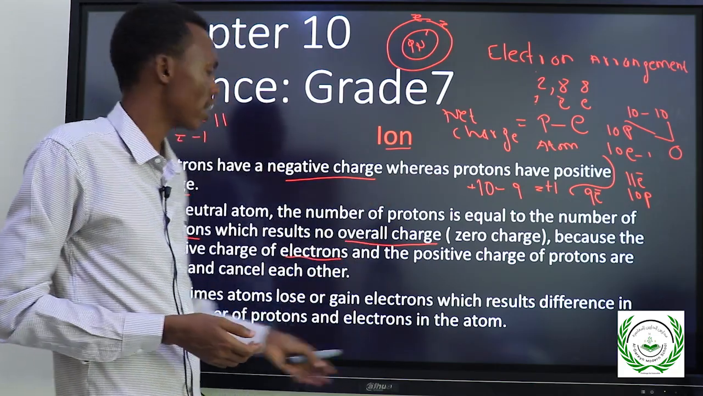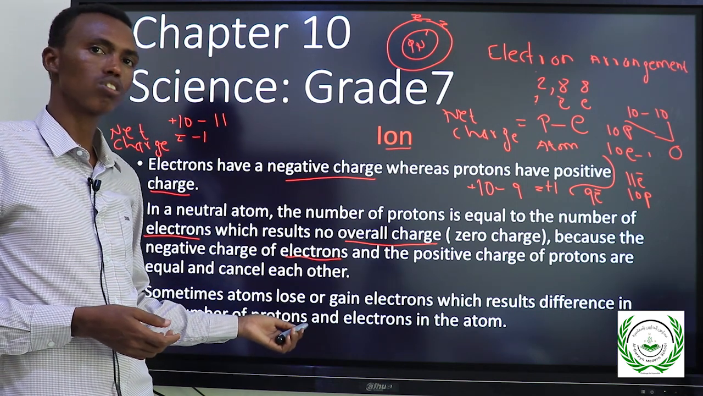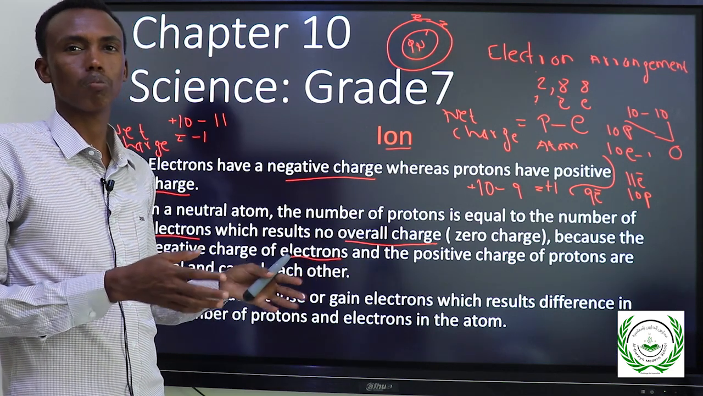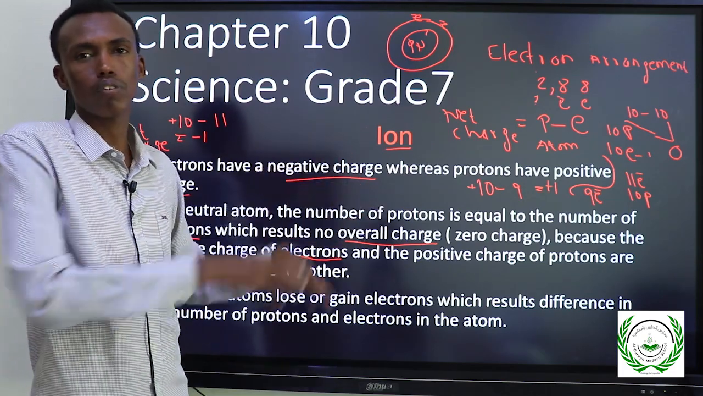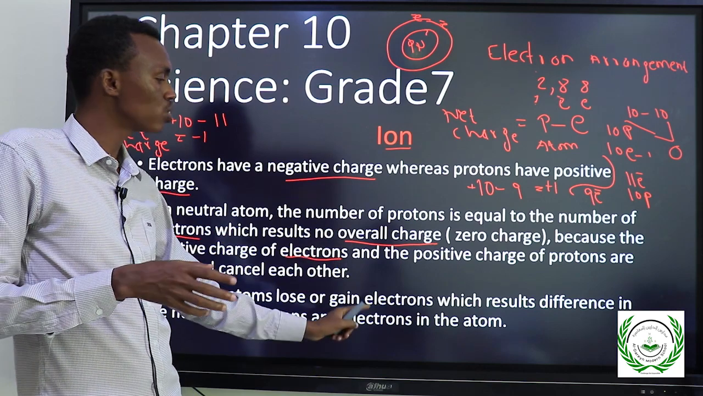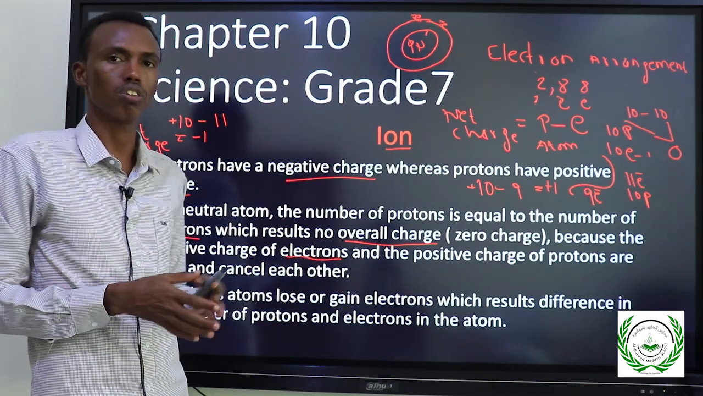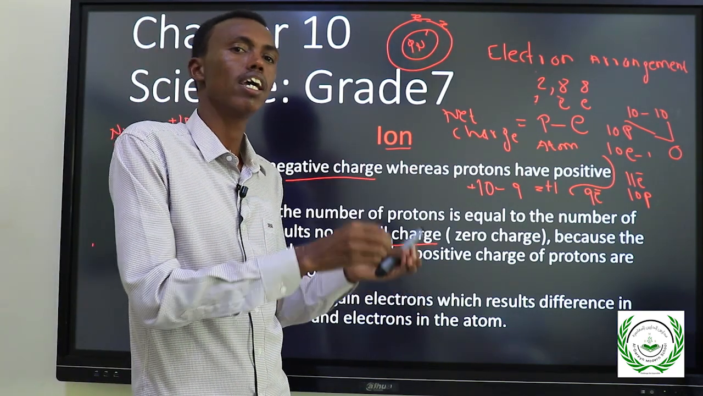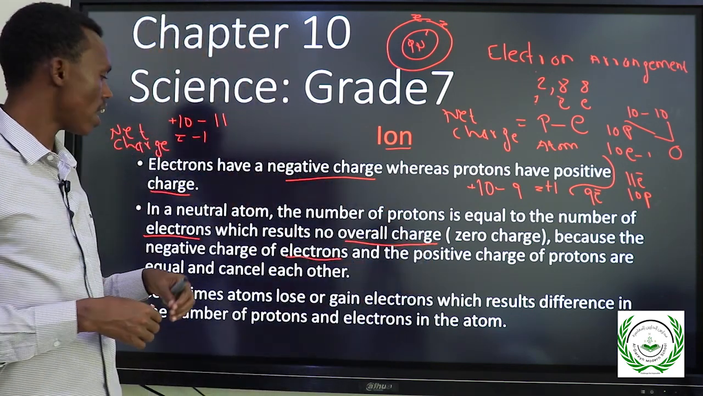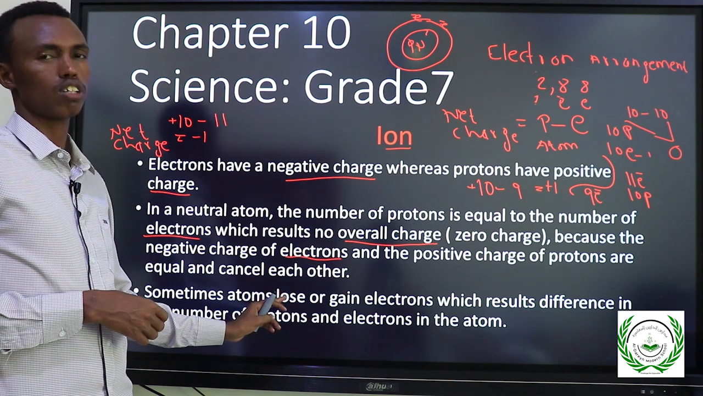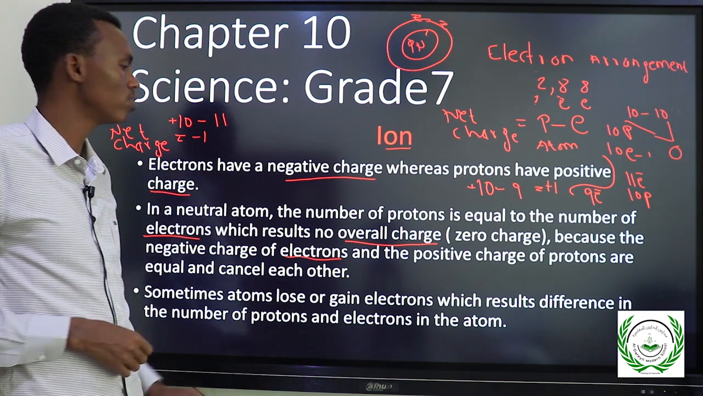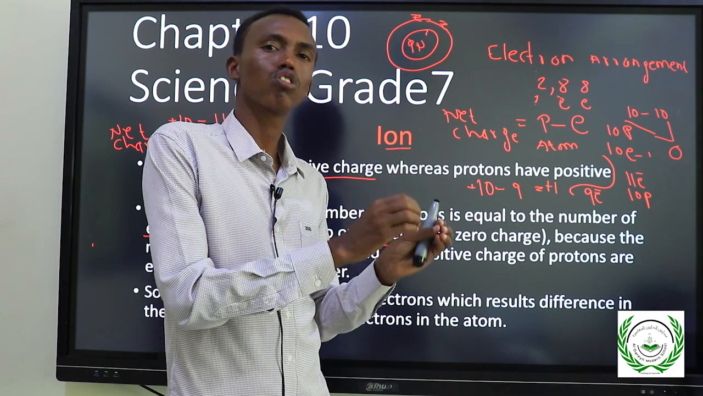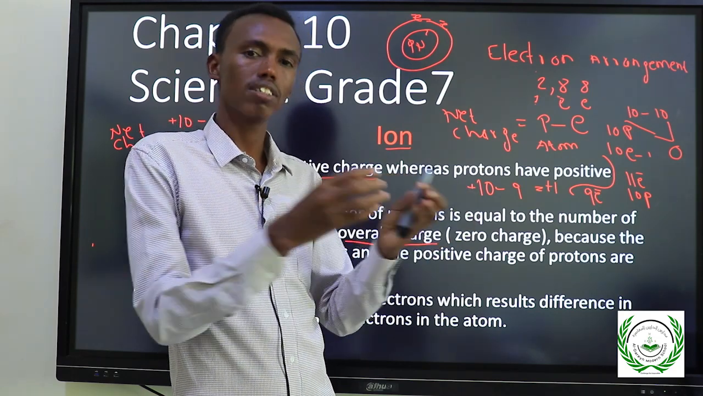So sentence marka intaas uu sheegaya, if an atom loses or gains electrons, the number of protons or number of electrons will change in that atom. Whether the number of protons will become more than the number of electrons, or if it gains, for example, electrons, the number of electrons in that atom will be more than the number of protons in that atom. Okay. On the other hand, if that atom loses electrons, the number of protons will exceed the number of electrons in that atom. Okay. So that is what it means.